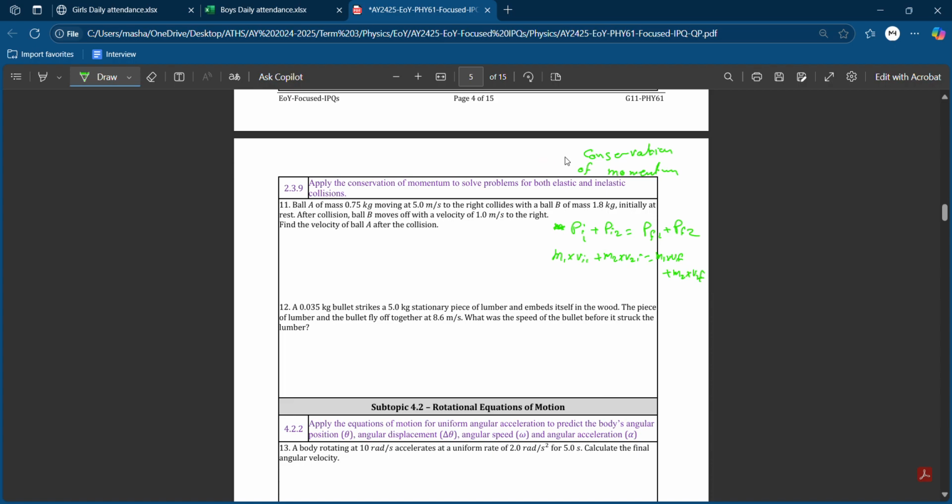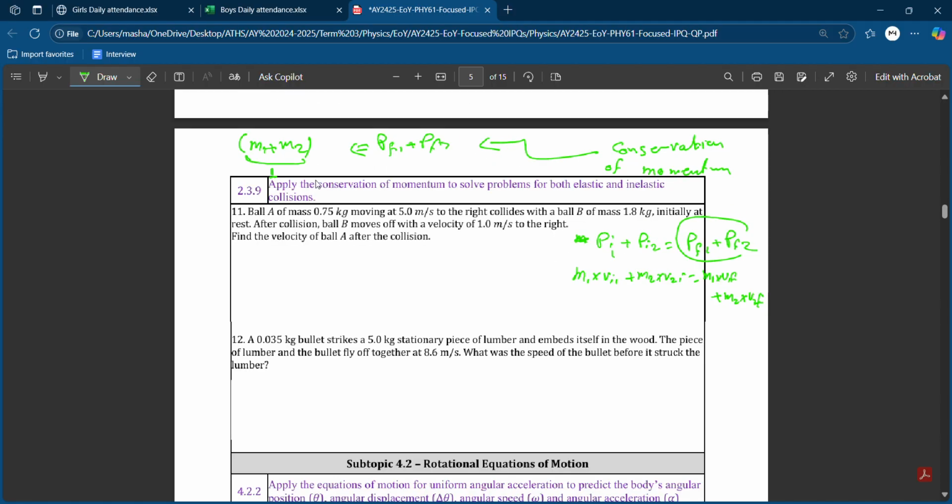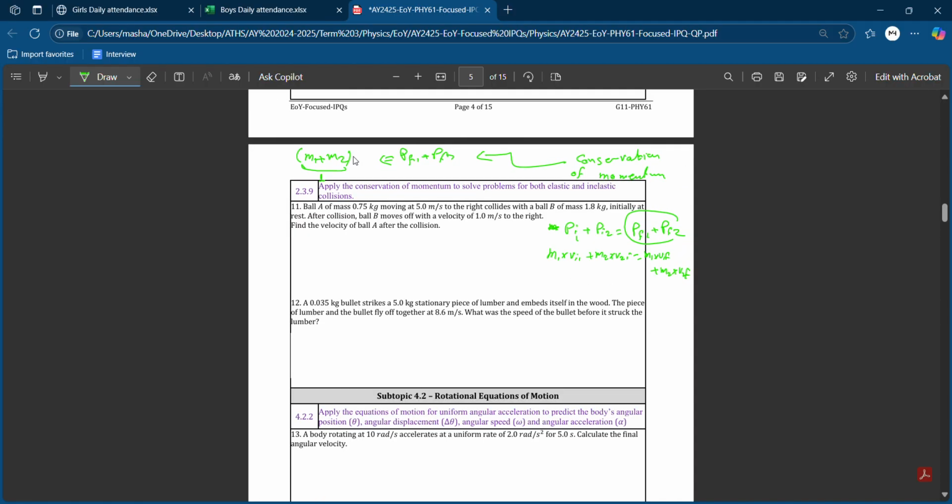Now you need to take into consideration if objects stick together after collision. If objects stick together after collision, the final ones, P final for 1 and P final for 2, should be equal to what? Since they're stuck to each other, they will be considered as one object, and they have one speed, which is V final. Okay, so let's check question 11.